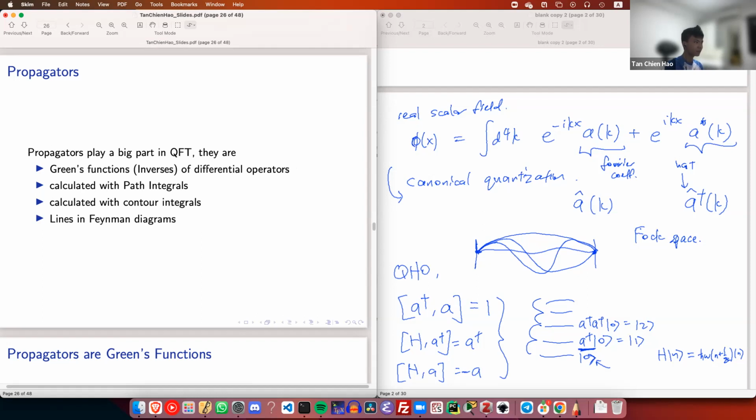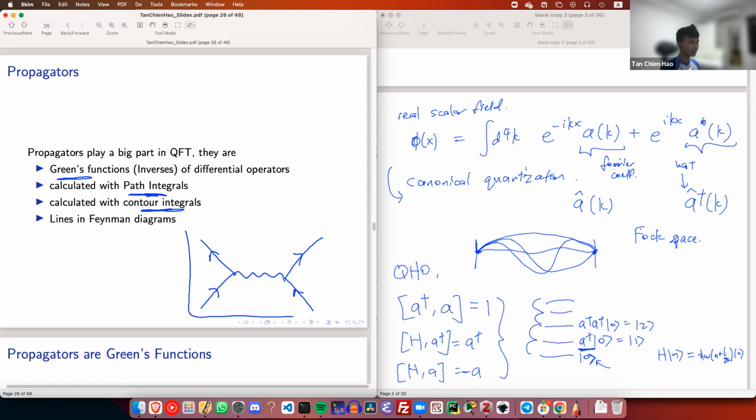Okay, so the fun starts when we talk about propagators, because propagators in QFT are some really fun stuff. Propagators go by many names. One of them is Green's function. They can be calculated using path integrals, and they can be calculated using complex analysis. And more importantly, when we have a Feynman diagram like that, let's say we have scattering of two electrons using the photon field, all these lines are actually propagators.